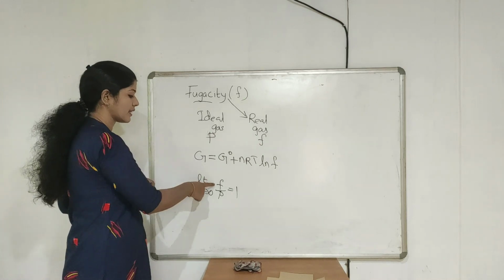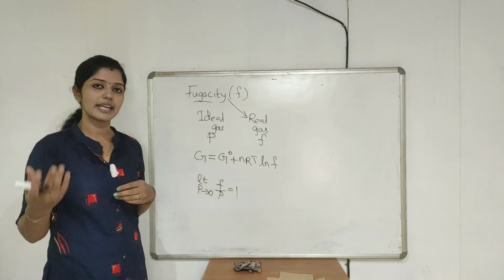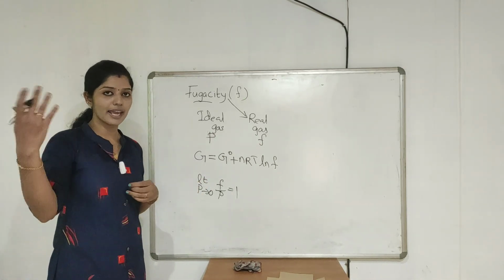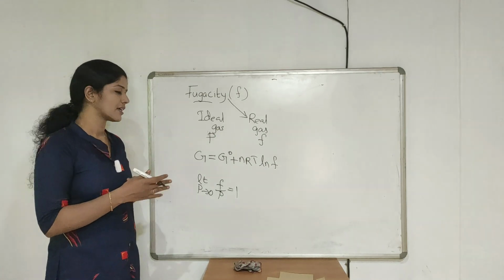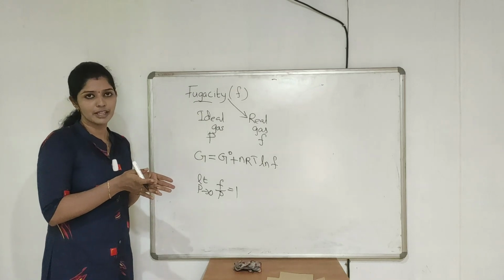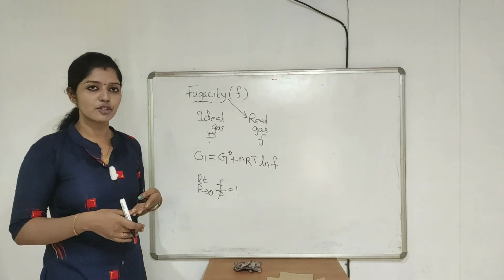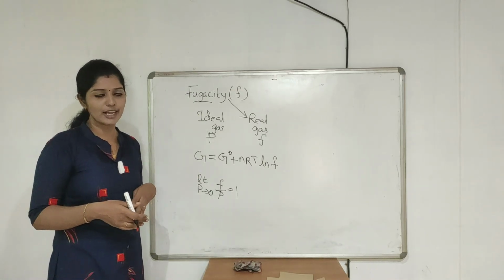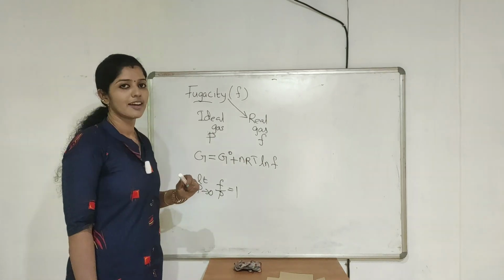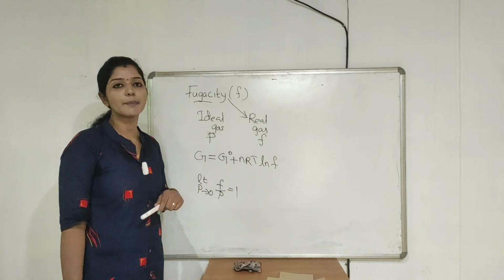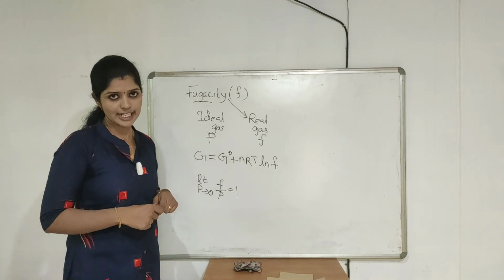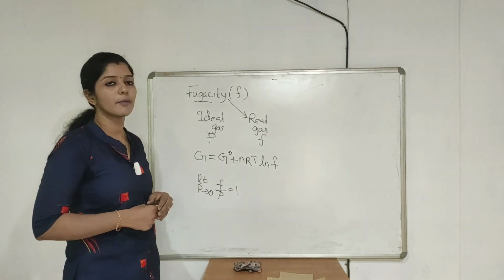Now the fugacity, the pressure of a real gas, will always be higher or lower than the actual pressure of an ideal gas. It will rarely be equal. Either it will be higher than the actual pressure or it will be less than the actual pressure of an ideal gas. At low pressures, fugacity will be positive and at high pressures, fugacity will be negative. So that is all about fugacity.